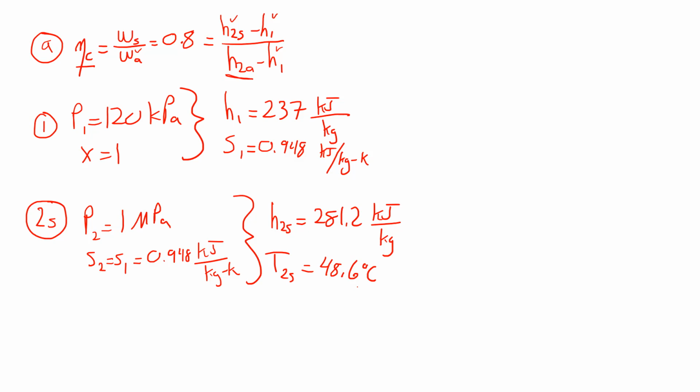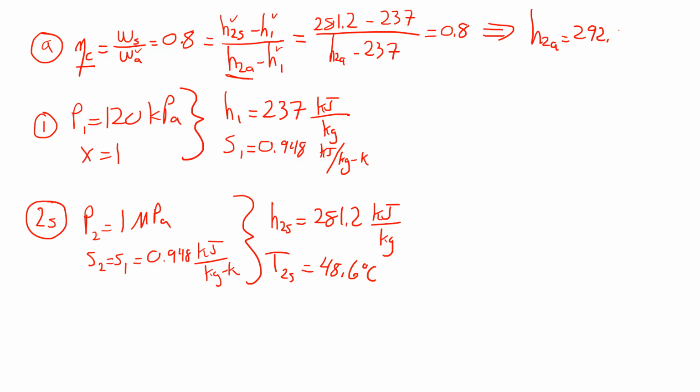All right, now that I have that, I can use this equation, right? I'm going to go ahead and plug in my isentropic enthalpy minus the actual enthalpy, divided by the actual enthalpy, which I don't know, minus the enthalpy going in. That equals 0.8. I do my math. I solve for the actual enthalpy coming out, which happens to be 292.3 kilojoules per kilogram.